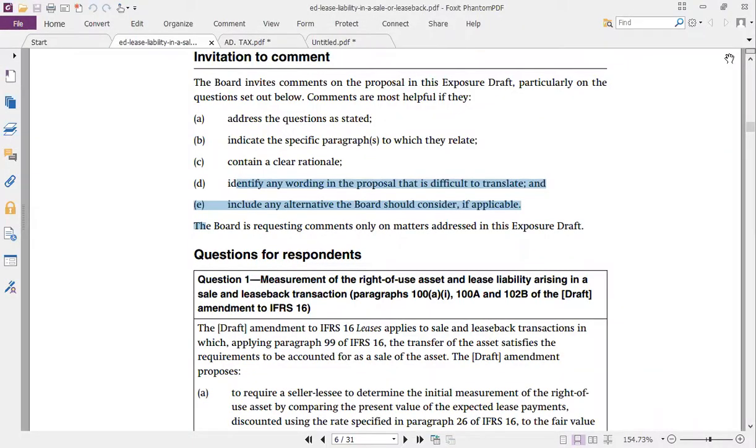As we are saying, comments are helpful if they address the question as stated. Don't change the question. Don't add your own stuff to it. So this is the first question. Indicate a specific paragraph to which they relate, especially, you know, the actual standard deals with paragraphs. All the points raised in the IFRSs are in paragraphs. So tell us, maybe paragraph 23, 25, sub A, B, or C. Refer to them. Don't just write it empty like that if you're giving a comment.